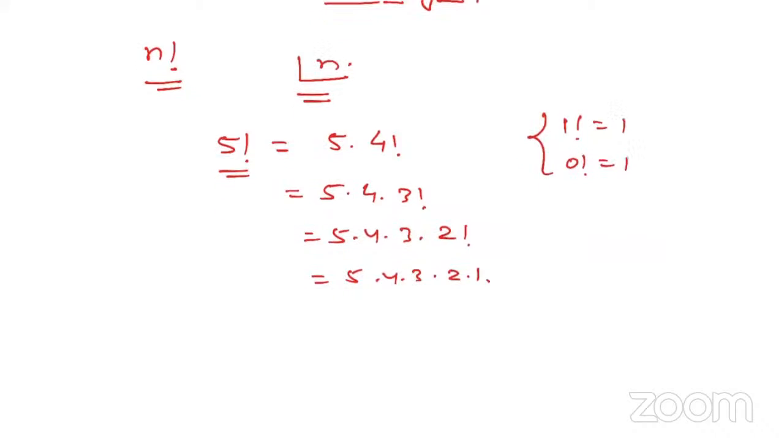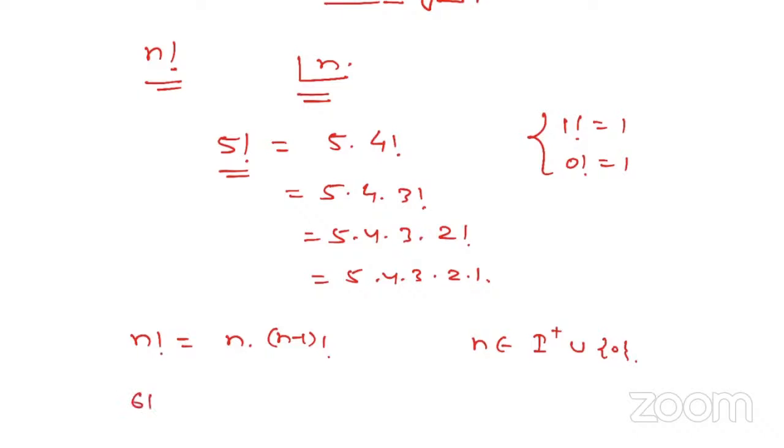And if I'm writing n factorial, it means n into n minus 1 factorial. This n belongs to positive integers including 0. The minimum value can go down to 0, otherwise for n factorial and n minus 1 you can go with the formula.